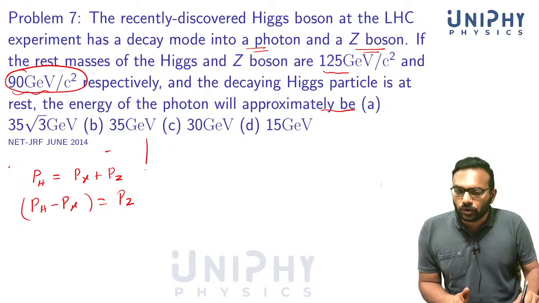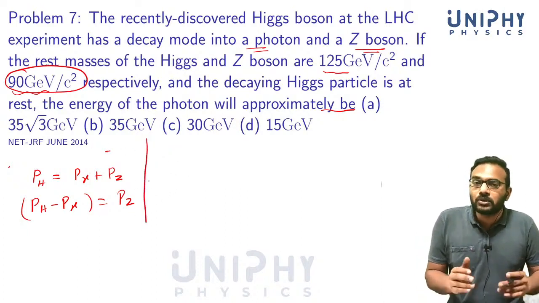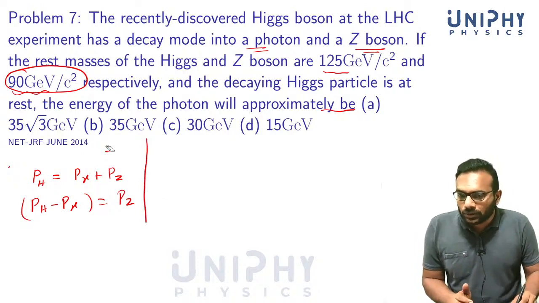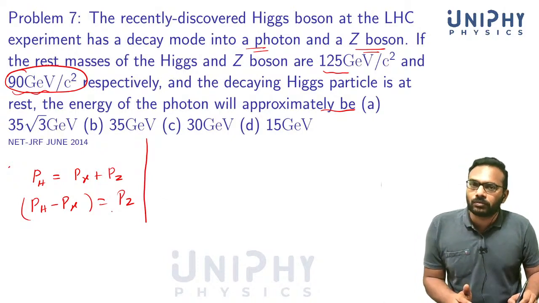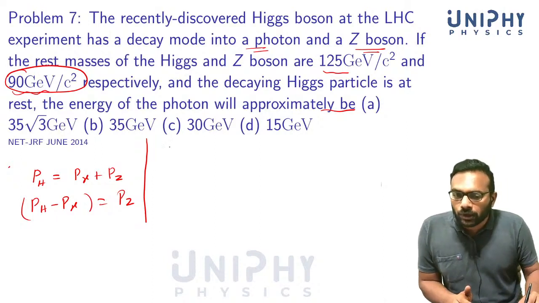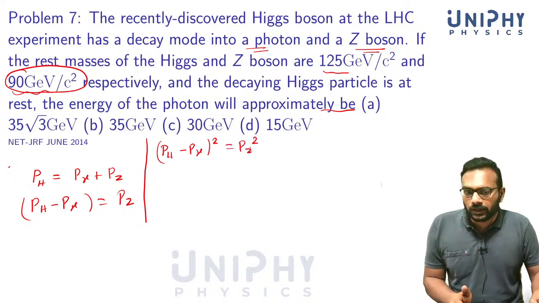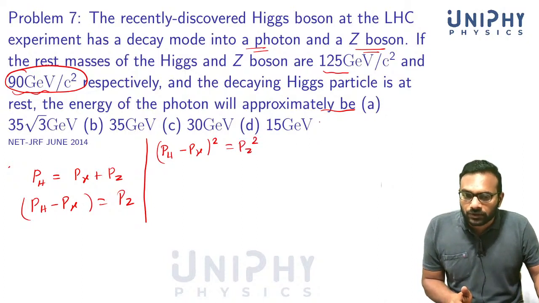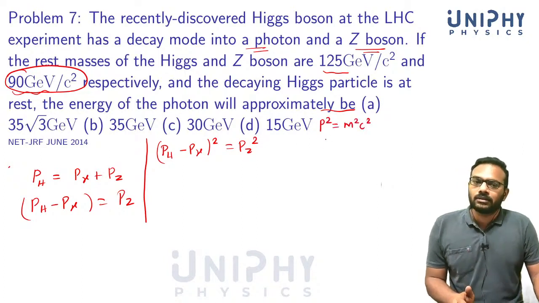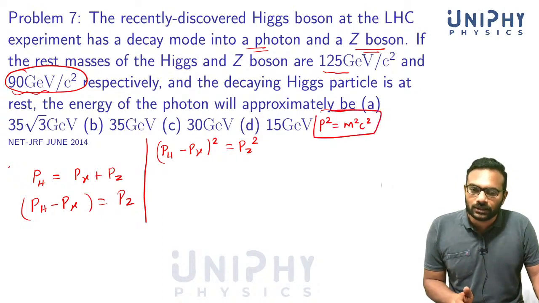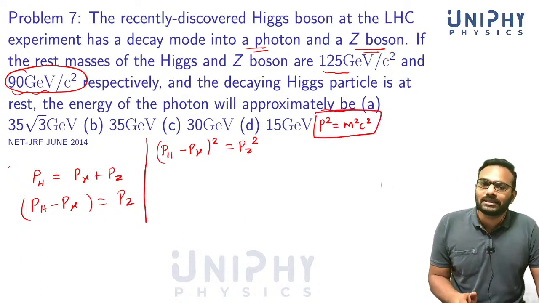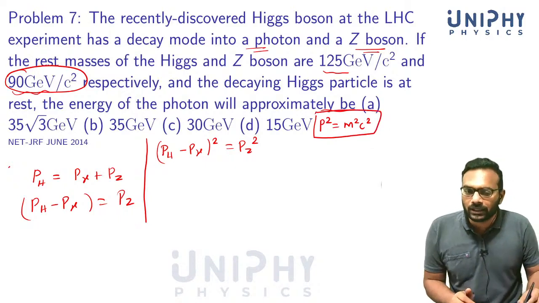So this 4 momentum manipulation is very convenient. Even though I explained it a lot, you notice that I have done only one step in the problem so far. Now you square on both sides: pH minus p gamma squared is equal to pZ squared. We make use of the fact that the 4 momentum squared is equal to m squared c squared. This is one thing you need to remember: the 4 momentum squared is m squared c squared, a relativistic invariant quantity.